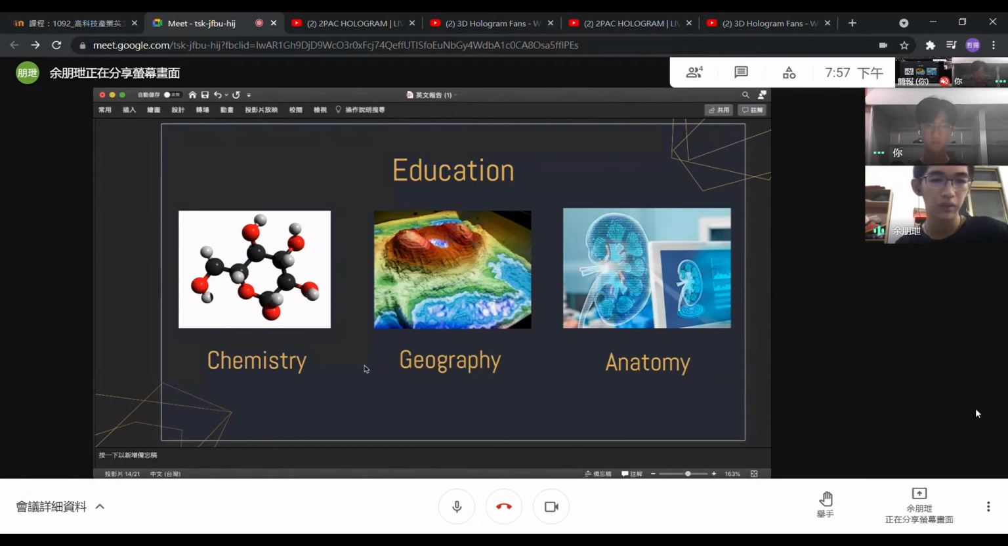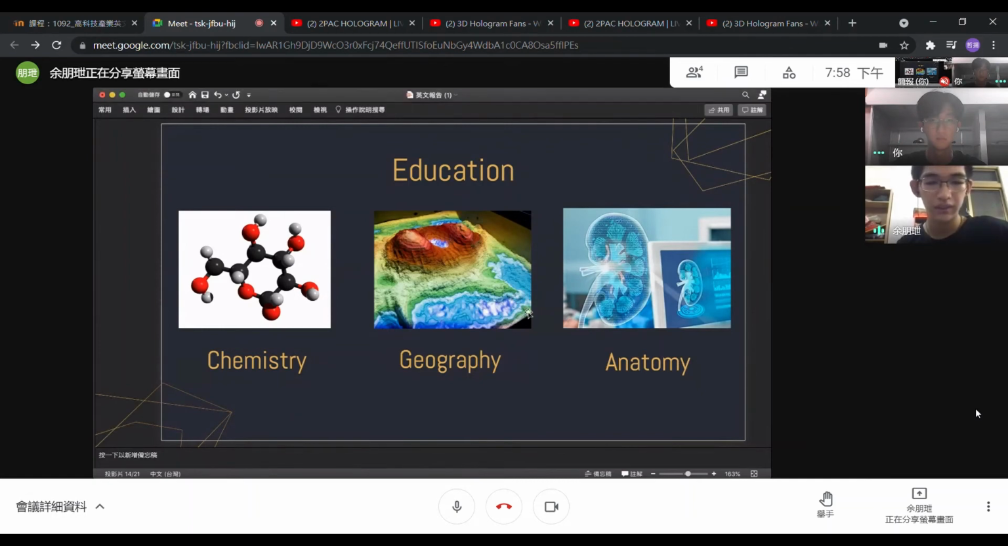Like in chemistry, we have molecular models, and you have to calculate the angles between 2 atoms. And in geography, we have to realize the landform. And if you are a medical student, you have to learn the anatomy. And you can use holograms to realize the organs instead of the silent teacher.